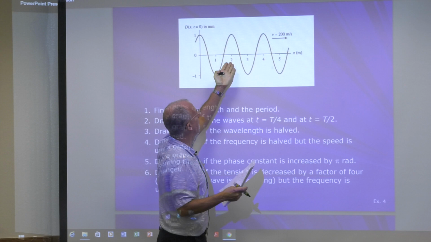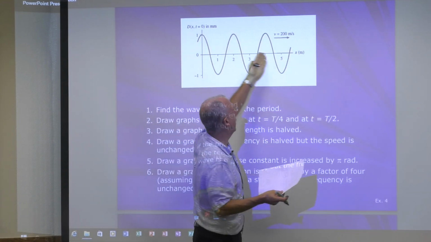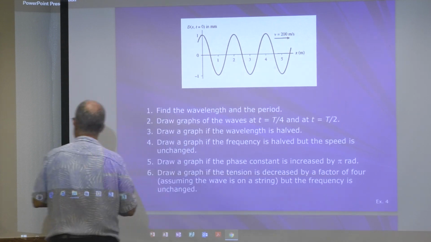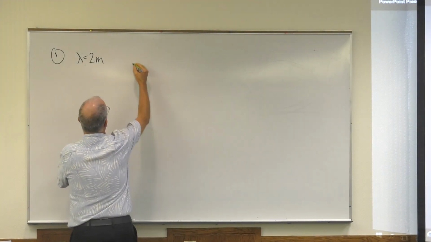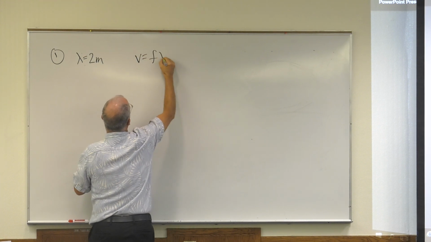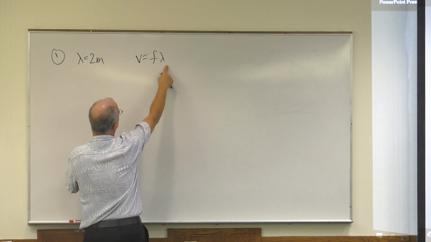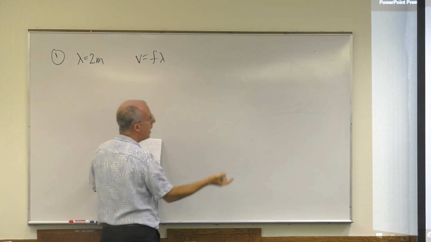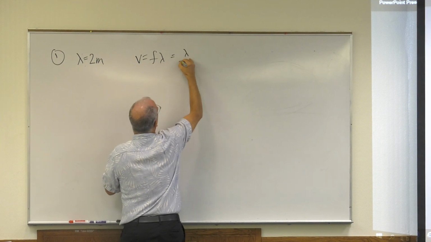Is there any way to get the period from this graph? Of course not. There's no time variable. So what do we do? Use F equals ma, for a wave. V equals f lambda. Now, we want to get the period. Well, remember, f is 1 over the period. So we get lambda over the period.